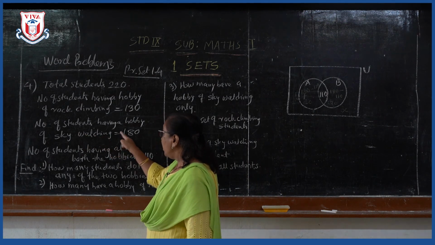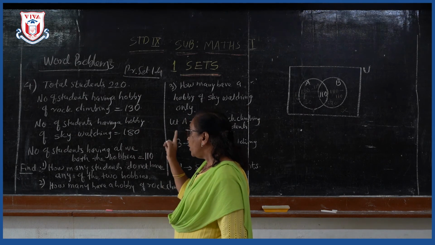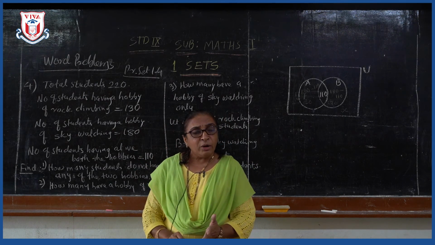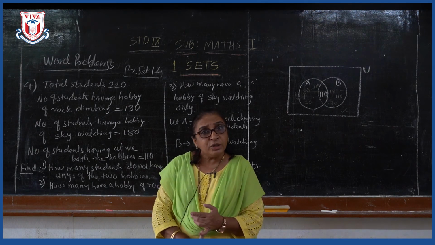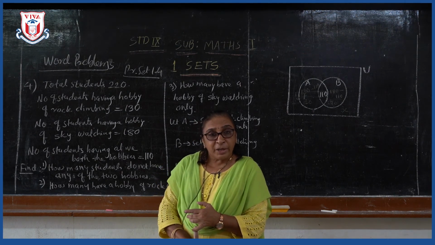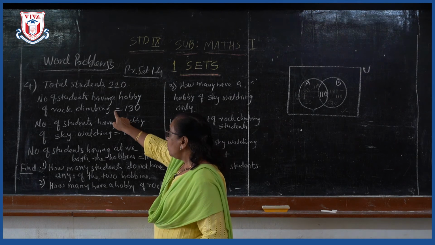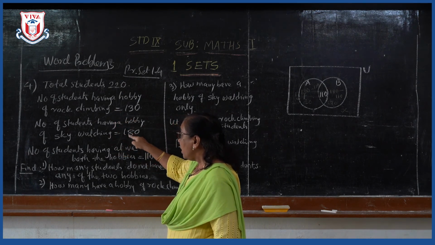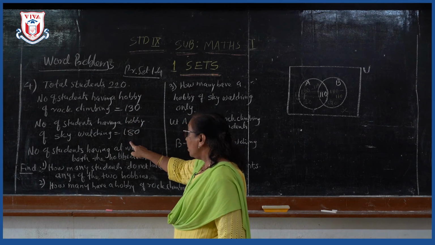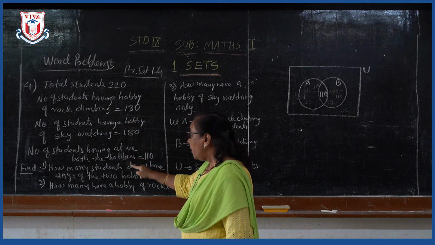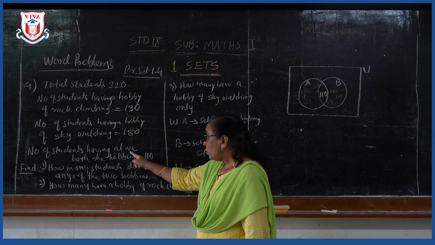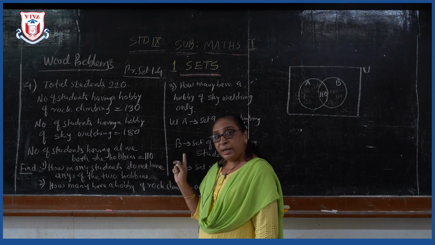Similarly, the number of students having the hobby of sky watching is 180, and we have to find out how many are only sky watching students, because among the students who have the hobby of rock climbing and sky watching, some of them are having both the hobbies also, and those students are 110.